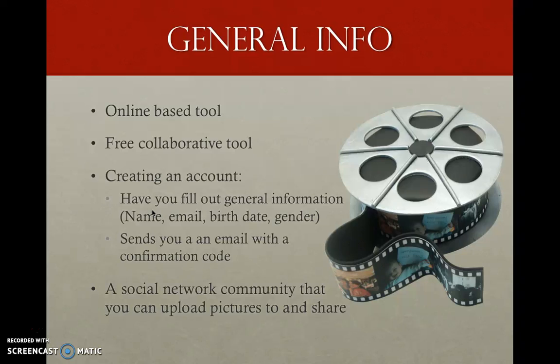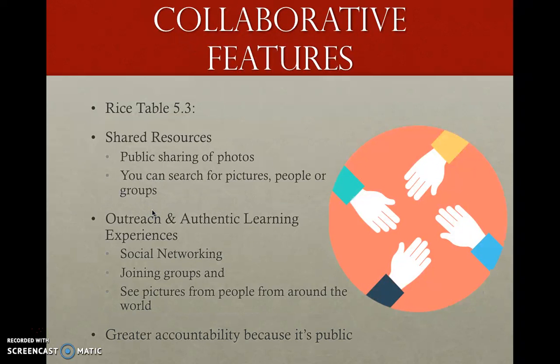a public network. In terms of the collaborative features, when looking at Table 5.3 in the Rice book, the first thing that stuck out to me was that it is definitely a shared resource. It allows students to publicly share the photos that they upload. You can share the pictures. You can search for people. You can search for specific pictures. You can search for groups in different subcategories that you may be interested in. So it's definitely a sharing type of collaborative tool.